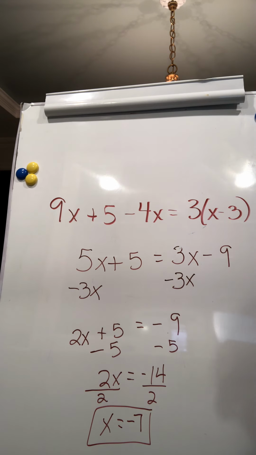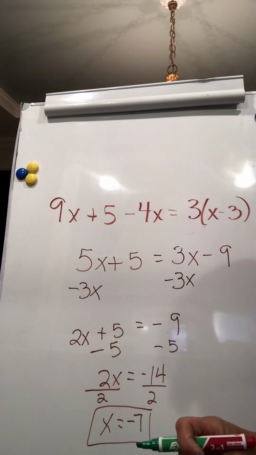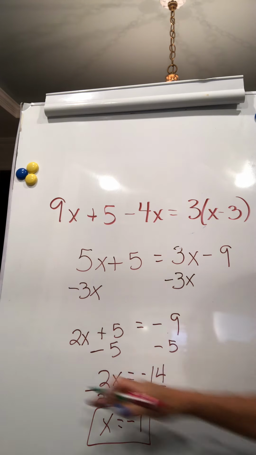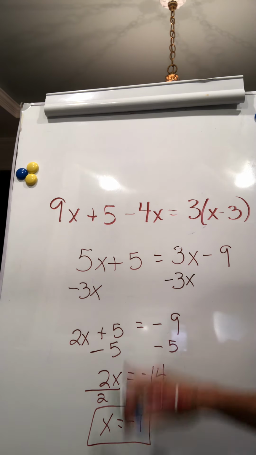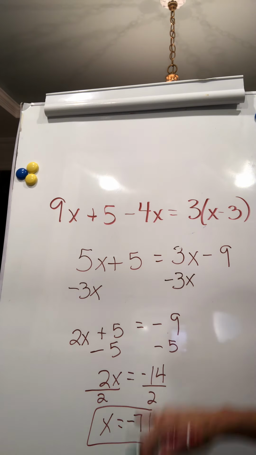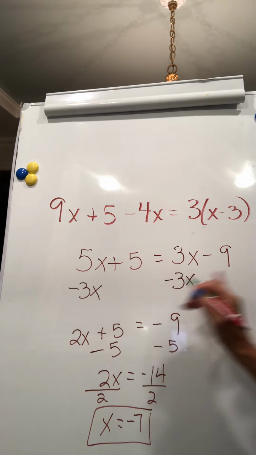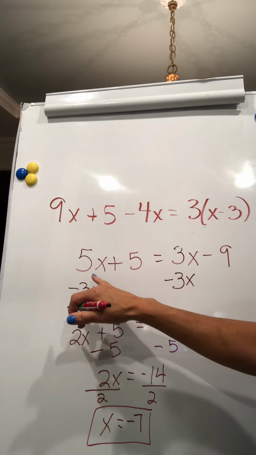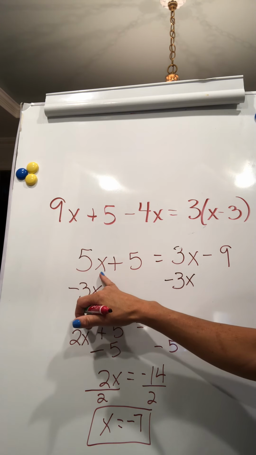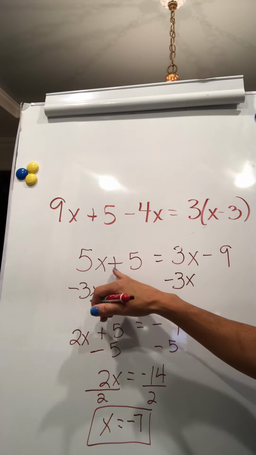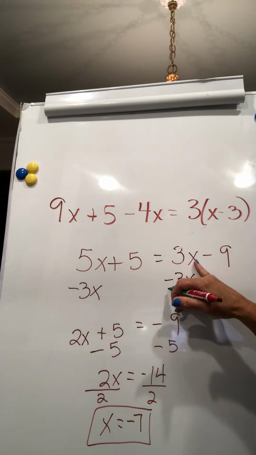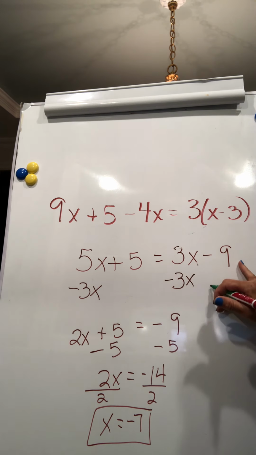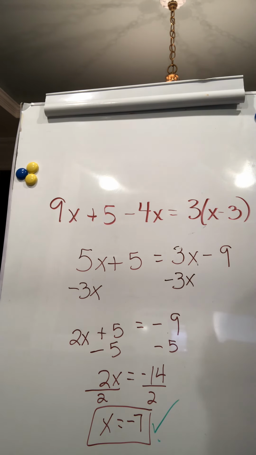It's always a good idea to check your answers. We will be doing some equations where you make some assumptions, and when we get to the bottom, this number doesn't always work. So let's just get into the habit of doing that. I'm going to plug that back into my simplified equation here and see if it works. So 5 times negative 7 is negative 35, plus 5 is negative 30 on this side. 3 times negative 7 is negative 21, minus 9 is negative 30 on this side. So yes, that number works.